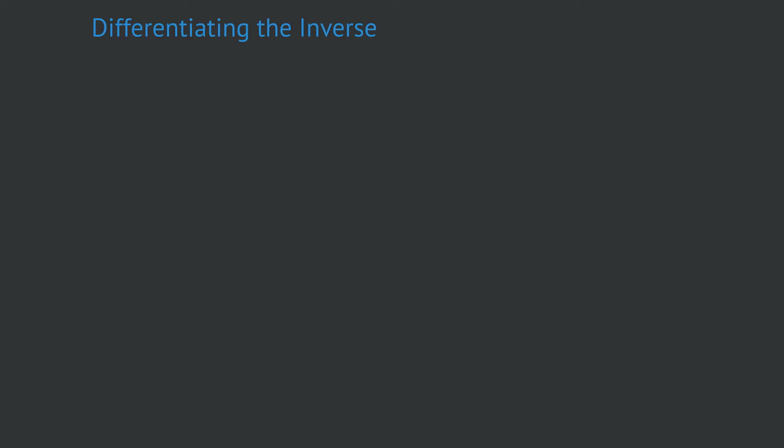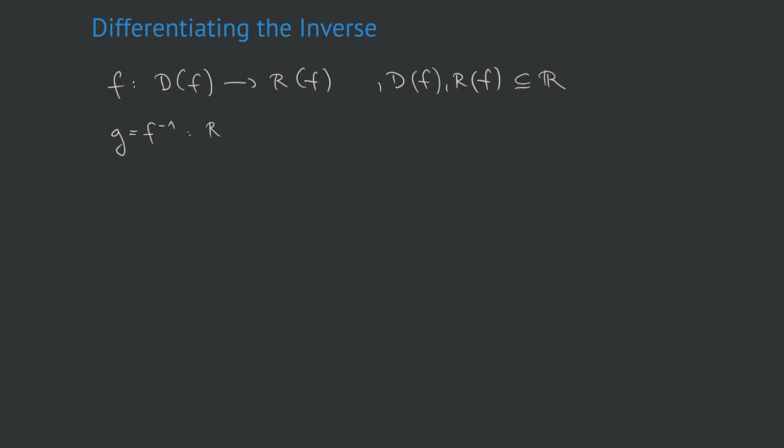differentiate the inverse function. Let's suppose that we have a function f which takes numbers from its domain D_f to its range R_f. Both D_f and R_f are subsets of or equal to the real numbers. Now let's also suppose that we have an inverse function of f which we call g, or f to the power of -1. And this takes values from the range of f back to the domain of f. Now let's suppose that we know the derivative f prime of f. What we don't know is the derivative g prime of g.